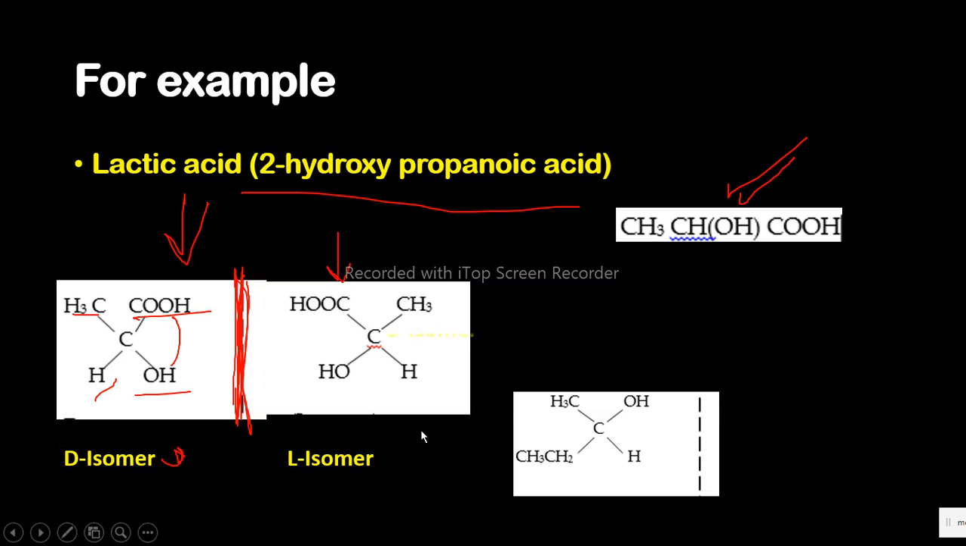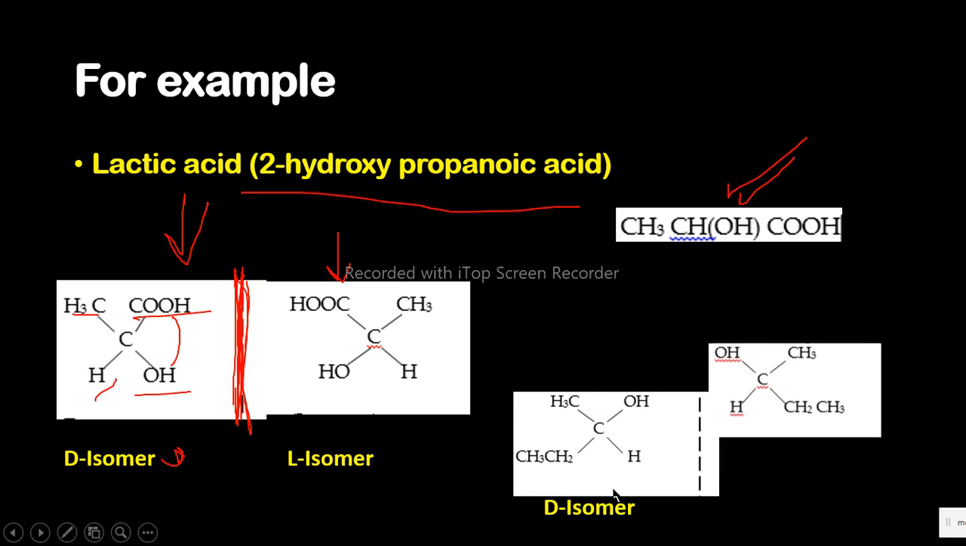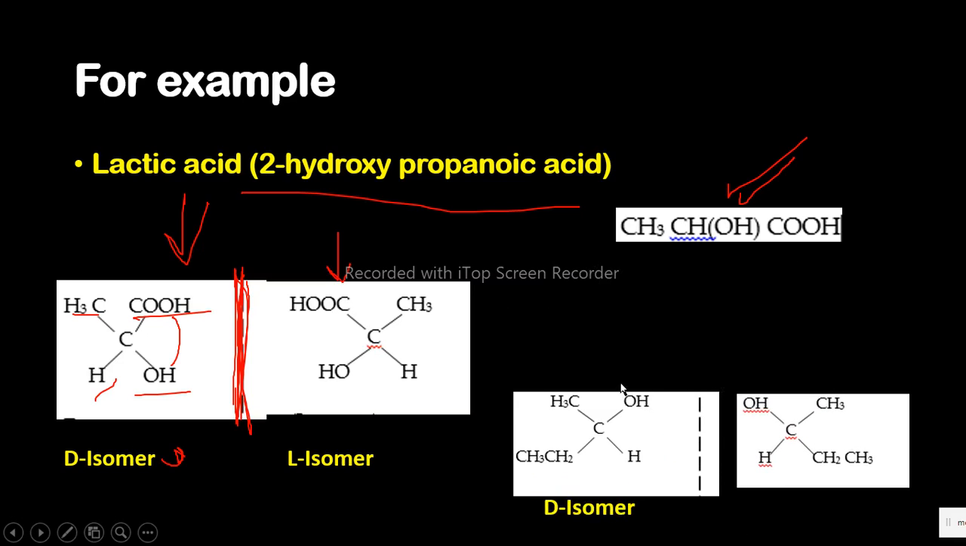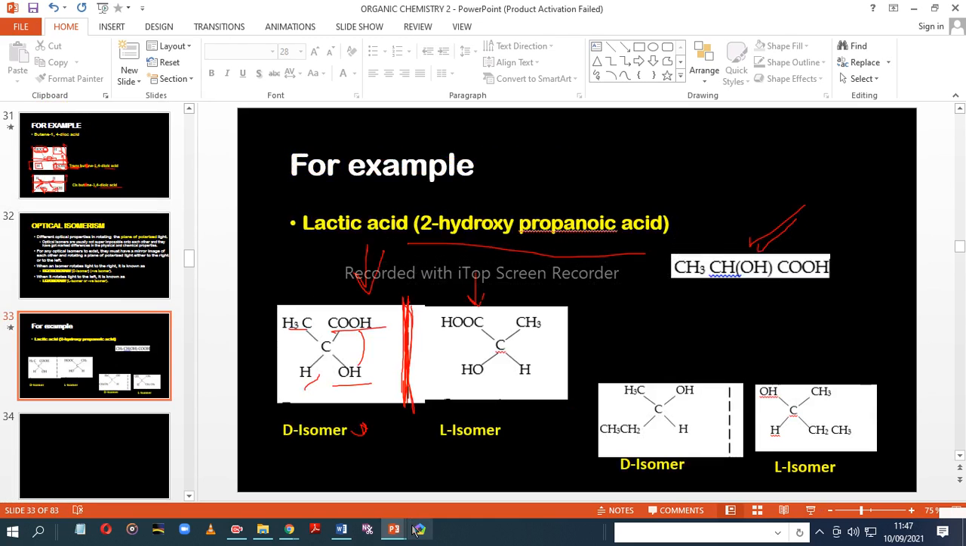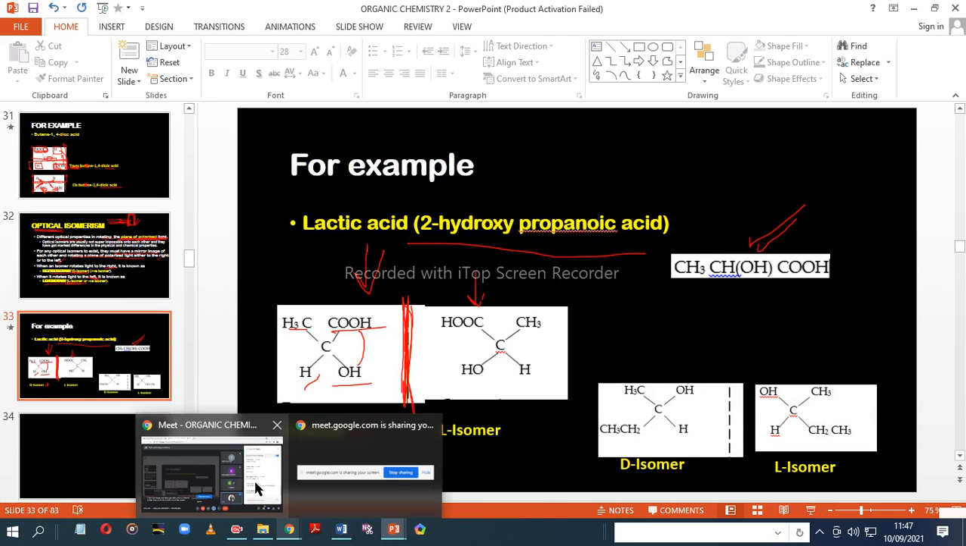And the answer here is, so that is the D isomer. And the mirror image, where you can see the OH and the H here, becomes the L isomer. So basically, it is as simple as that. Any questions for me?